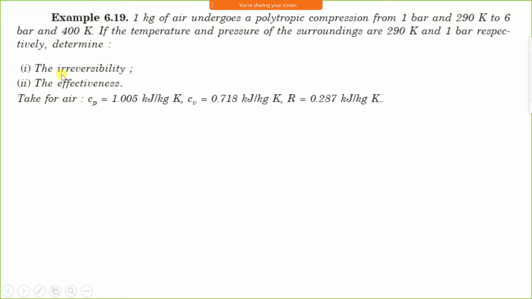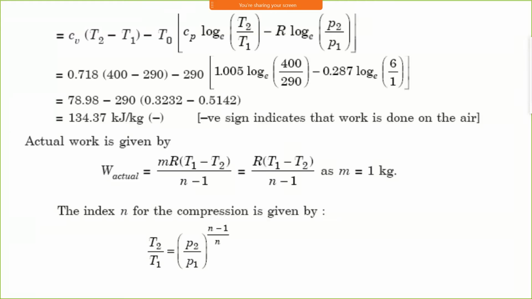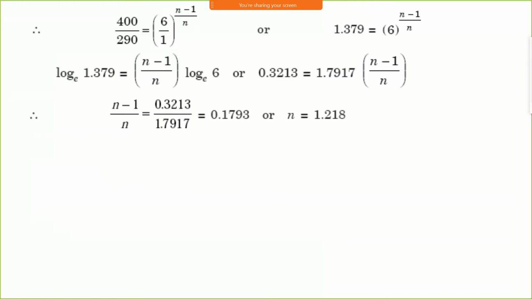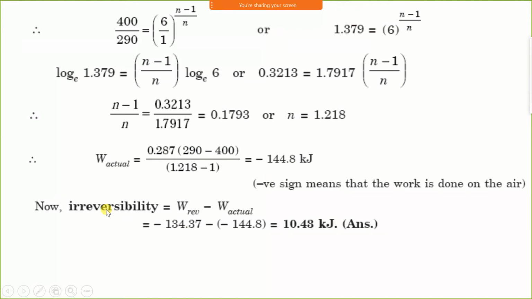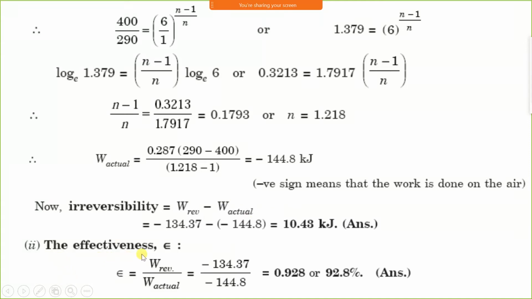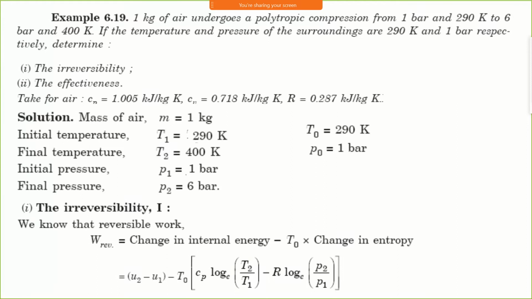Let us first check the formula of irreversibility and effectiveness. In the last lectures we have seen the formulas for irreversibility and effectiveness. Let us check the formula so that we can calculate the parameters required. Irreversibility is equal to reversible work minus actual work, and effectiveness is equal to reversible work upon actual work. Let's calculate reversible work and actual work.